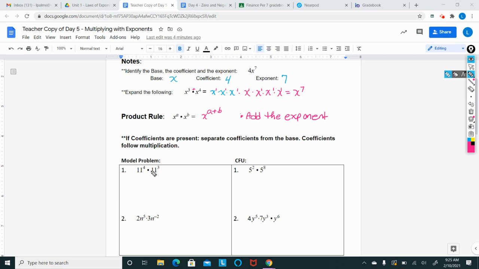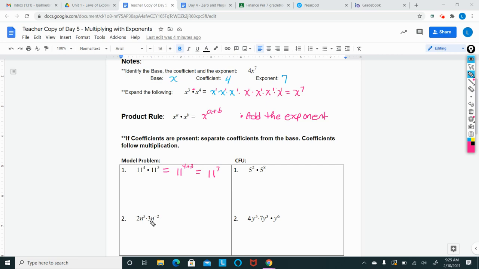Now in this case for number 1 of our model problem, we have 11 to the fourth power times 11 to the third power. Now the exponents are attached to the base 11. So as long as the bases are the same, which they are, we keep the base and we add the exponents. So 4 plus 3 gives us 7, so 11 to the seventh power.